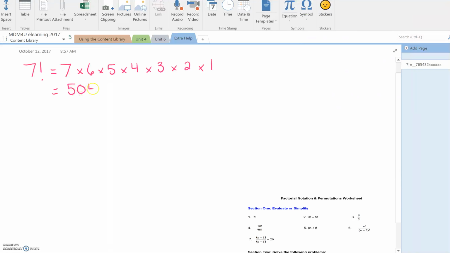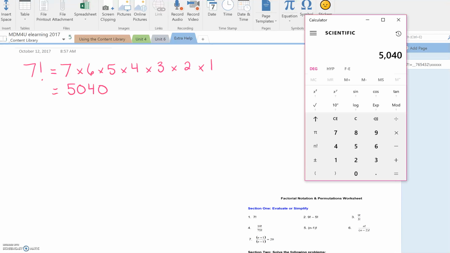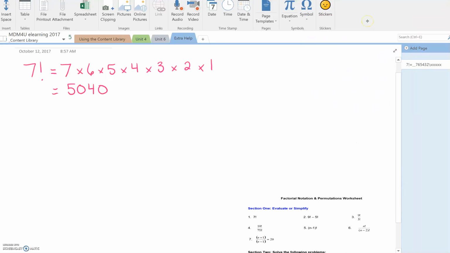Now, there is a button on the calculators that allows you to do the factorial right away, but you need to find it. On my calculator, I don't think I've got it. Oh yeah, right there. Do you see the n factorial right here? So I would just go 7, and then I would type that in, and there you go, 5,040. But you have to find that button on your calculator.